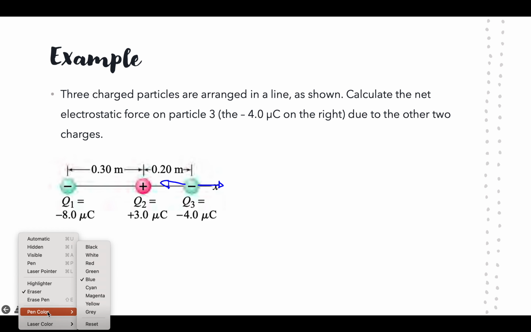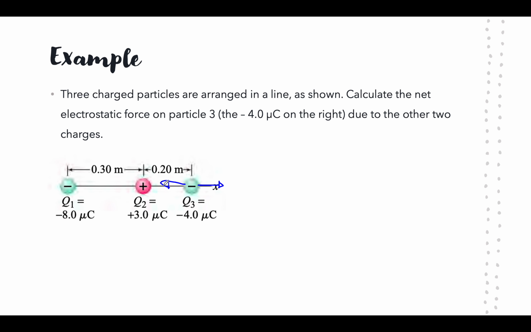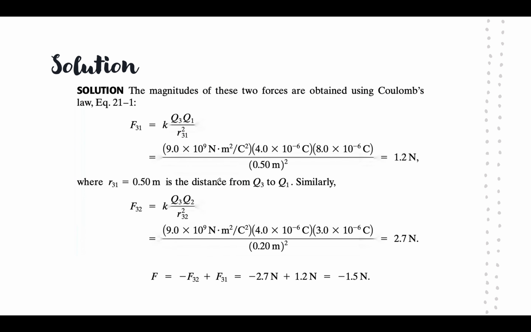So in this example here, we have to calculate the magnitude of this force, the magnitude of this other force, and add them together. And as we can see here, these are the magnitudes of the two forces, 1.2 and 2.7. And as we said, one of them is a force of attraction because of the negative sign. One of them is a force of repulsion because of the positive sign. We add them together and we end up with a net force of 1.5 newtons to the left.